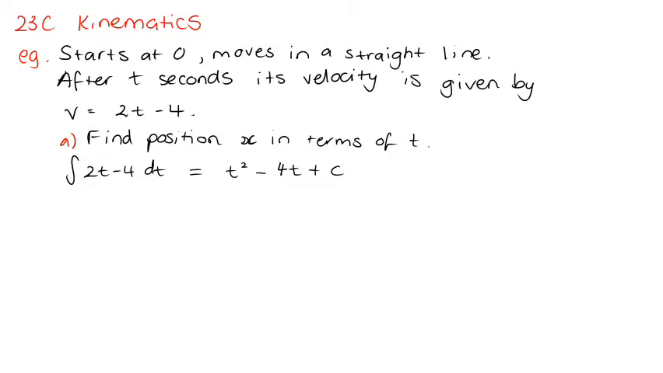Right, we need to find what c is because that's not a full function. The point starts at 0. So at t equals 0, what's its position from O? 0. So c equals 0. Therefore, you get x equals t squared minus 4t.